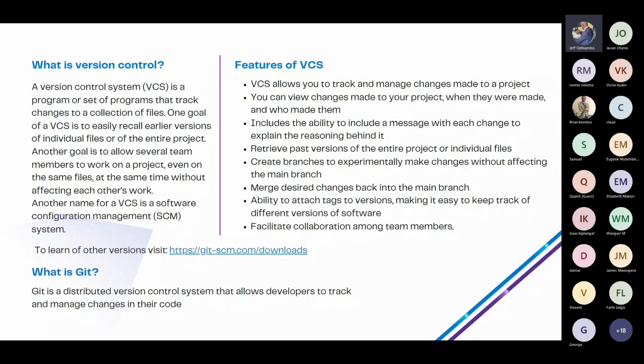Now, what is Git? We say Git is a distributed version control system that allows developers to track and manage changes in their code. And we had said that version control systems are just a set of programs that are used to track changes to a collection of files. And when we say Git is a distributed VCS, that means that you can work on the files locally, right?